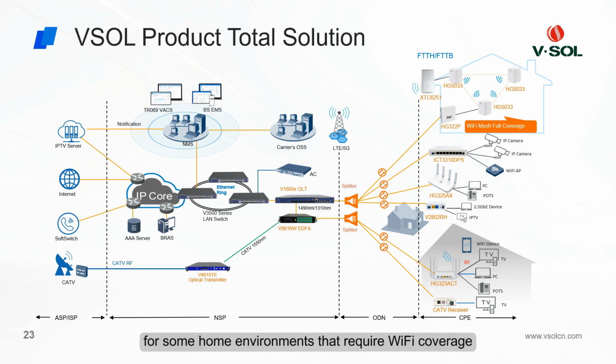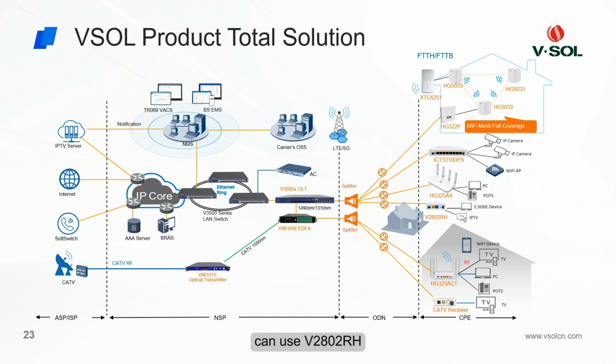In addition, for some home environments that require Wi-Fi coverage, an HG5033 mesh router should be added to achieve Wi-Fi signal coverage at any location inside the house. For those who need to install cameras at home, they can use ICT3310 DPS to provide PoE power. Some households that require high bandwidth can use V2802RH, which provides a 2.5 Gbps network interface.